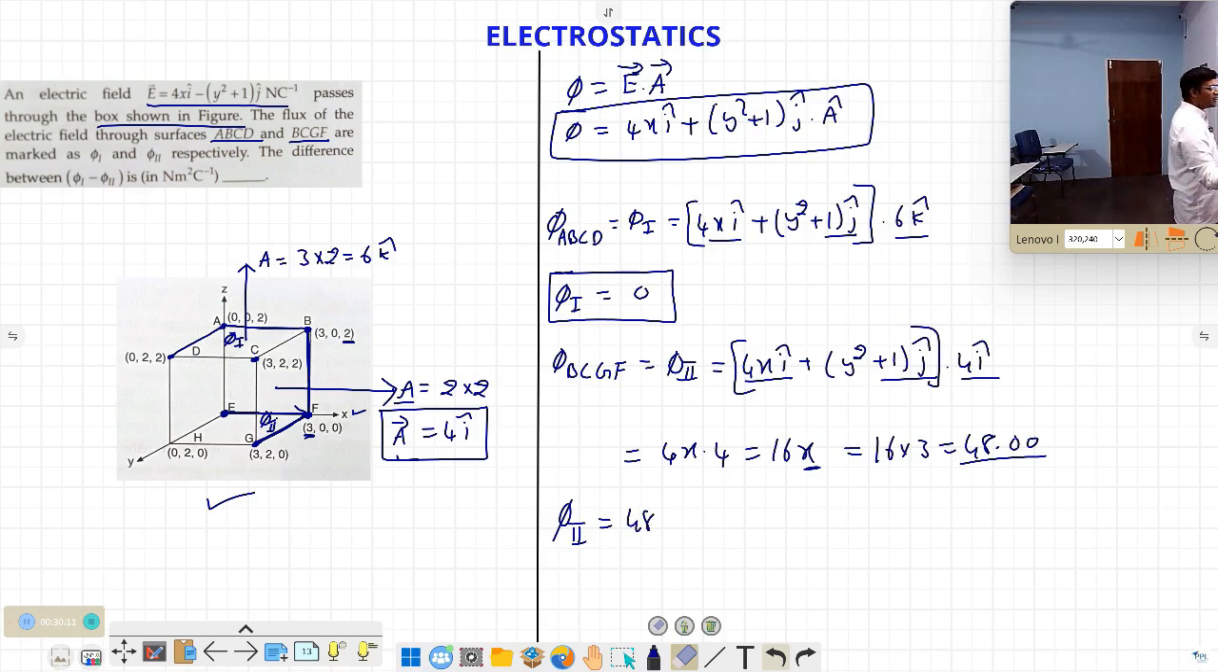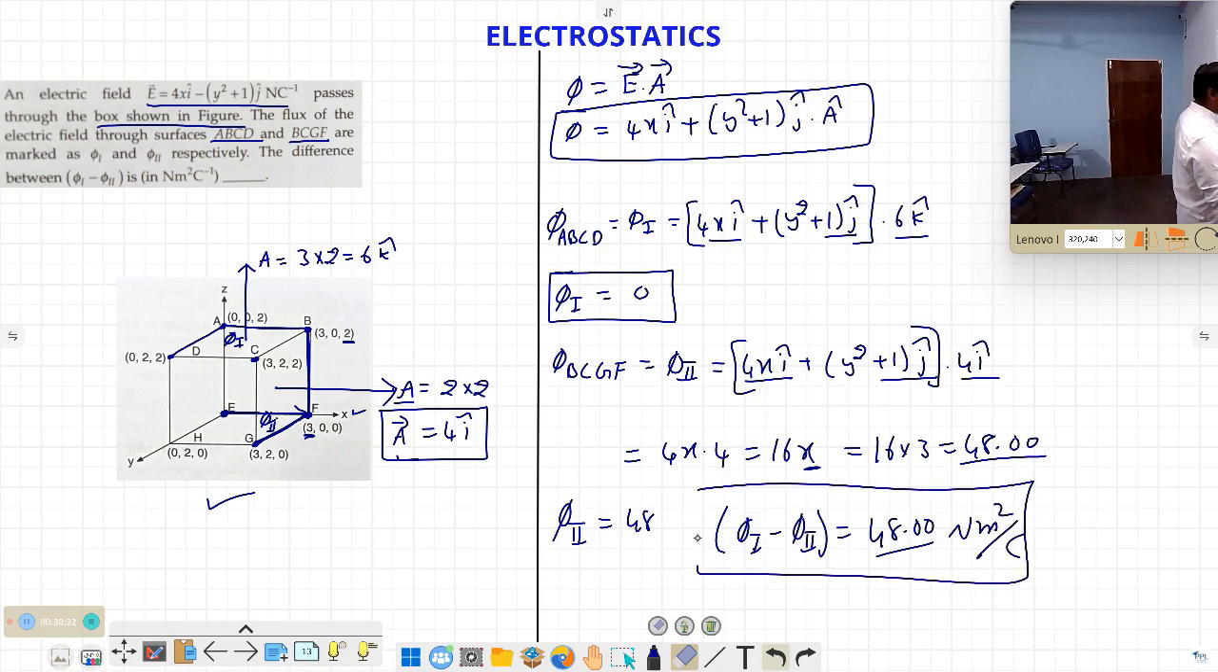So what is the difference in the flux? According to the answer, that is phi 1 minus phi 2. Phi 2 is equal to 48.0. That is according to the units, Newton meters square per coulomb. This answers the question. This was given in a previous competitive examination.